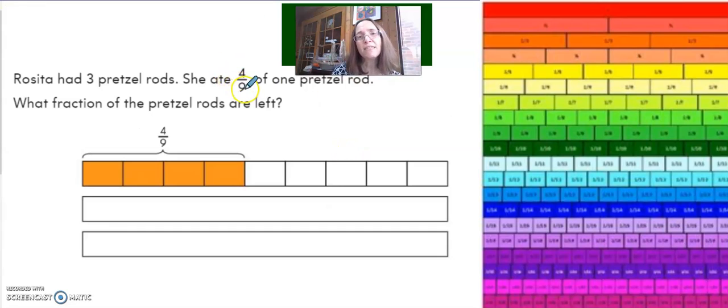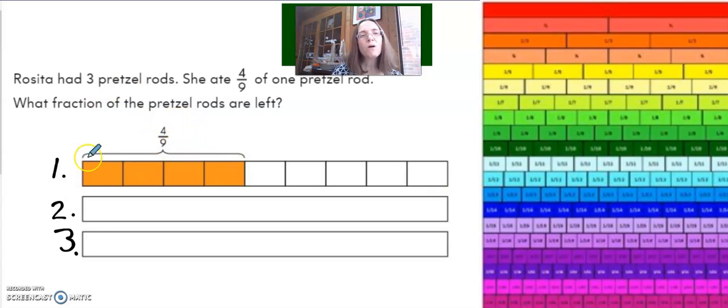Now, here we are seeing an example where we're using subtraction. Rosita had 3 pretzel rods. She ate 4/9 of one pretzel rod. What fraction of the pretzel rods are back? So each one of these bars represents one pretzel rod. We have 1 pretzel rod, 2 pretzel rods, and 3 pretzel rods. She broke this one into 9 even pieces. We've got 1, 2, 3, 4, 5, 6, 7, 8, 9 pieces. And we got rid of 4 of them.